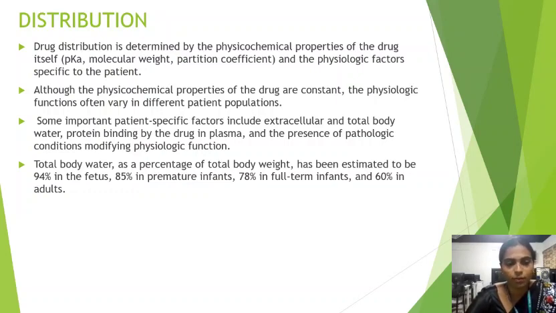Then next one is total body water as a percentage of total body weight, which has been estimated to be 94% in the fetus, 85% in premature infants, 78% in full-term infants, and 60% in adults. So this is the total body water as a percentage of total body weight. You can see the changes clearly here: as the patient keeps becoming an adult, the water content in the body is getting reduced, and after becoming a normal adult, it will be just 60%. From 94% it comes to 60%.